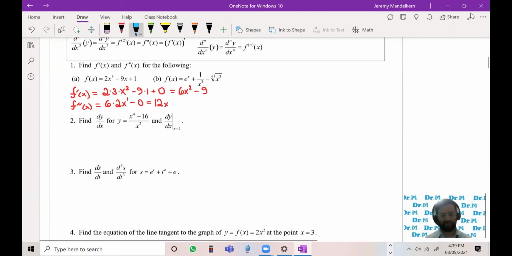We'll use a different color for the next function, and for part B, we'll use the color blue. So with this function, we may take a first step to rewrite it in a slightly more suggestive form. Nothing to do with the e to the x, but we could rewrite the plus 1 over x cubed term as plus x to the -3. And similarly, we'll write the minus 4th root of x cubed as minus x to the power 3/4.